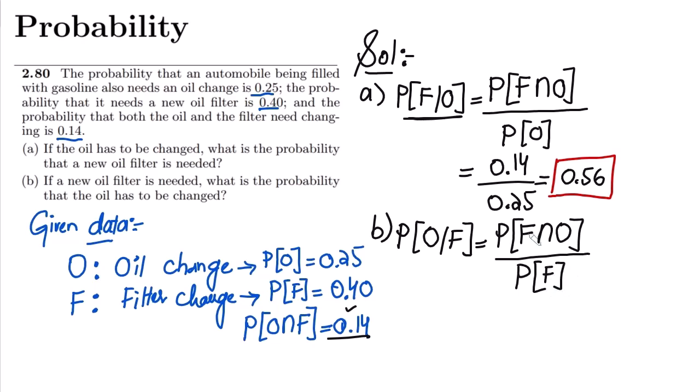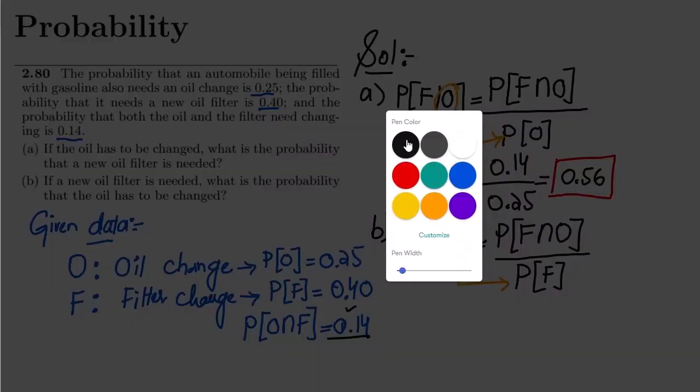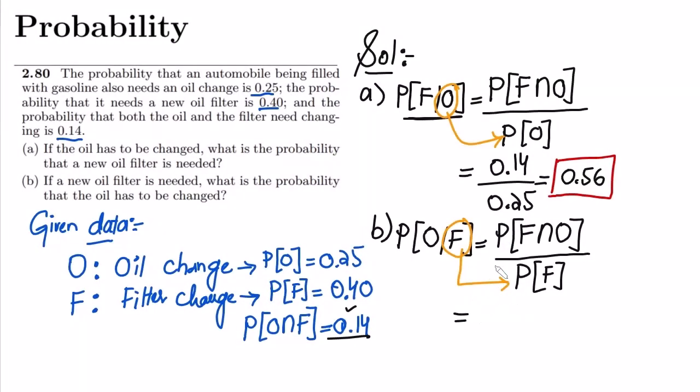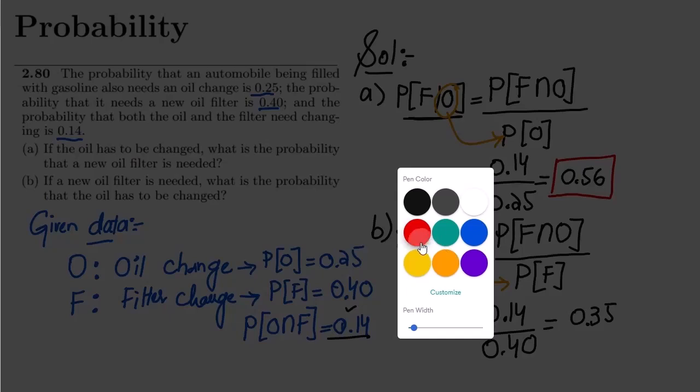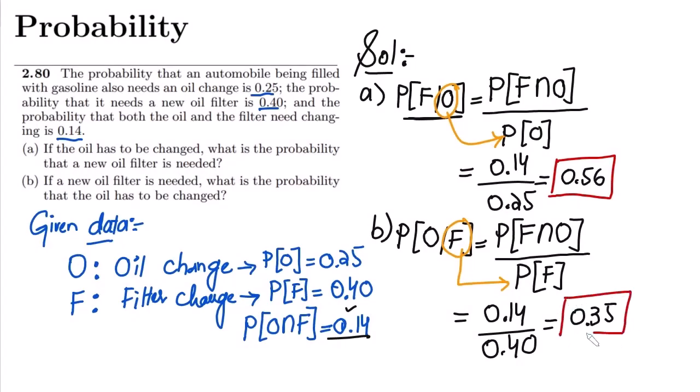Now you can see that here we had this probability in the denominator, while here this one is the denominator. Now putting these values here, again this value is given, and that is 0.14, dividing it over the probability of a filter change, which is also given, 0.40. Using a calculator, what I will get here is 0.35, which is basically the solution of part B.